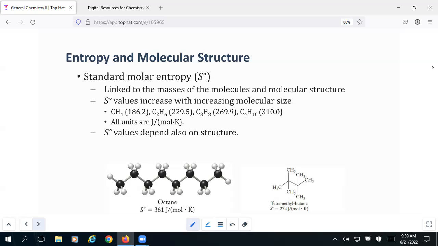Now, qualitatively, we can look at our standard molar entropy values and we can start to notice some trends in standard molar entropy that are useful to us from a qualitative kind of standpoint, where I can look at, okay, here's my molecule, here's another molecule. This one's going to have greater entropy because of this. And so here are some of the things that we want to look at.